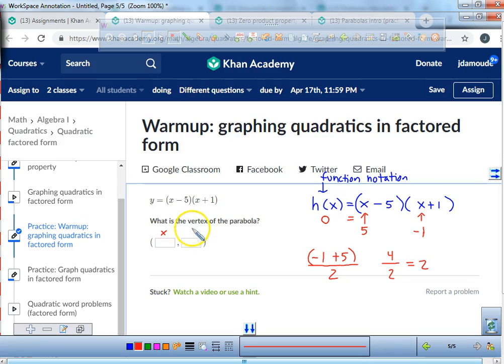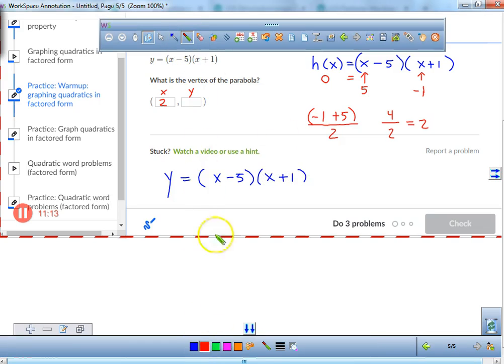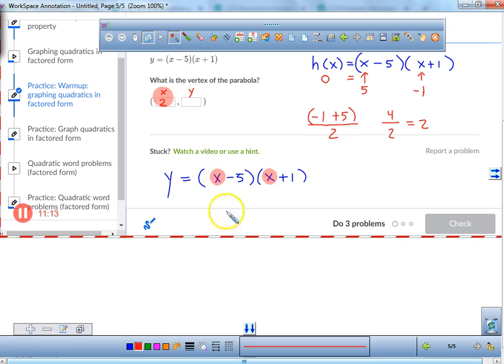So automatically, what do I know about the vertex? I know the x value is 2. Alright. But it says, what is the vertex? What do we also need to find? We need to find the y value. Alright, so what I'm going to do right here, we have y equals, open parentheses, x minus 5, x plus 1. Now, what did we find our x value for our vertex to be? We found it to be a 2. So I'm going to take a 2, and I'm going to plug it in right there. Watch me plug in a 2, all right?